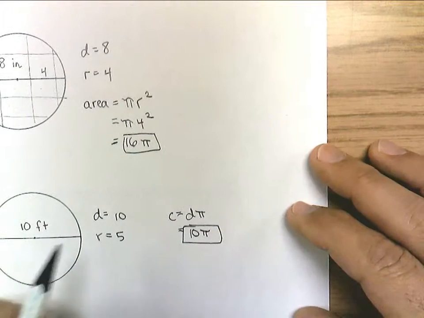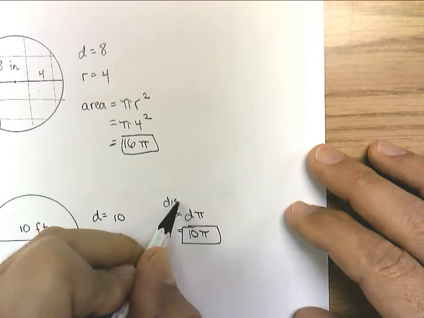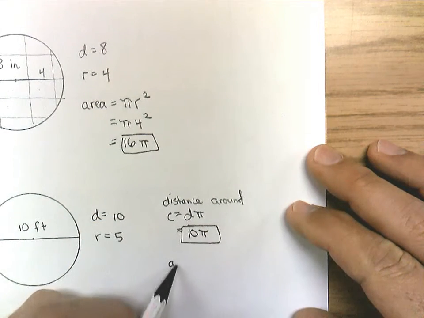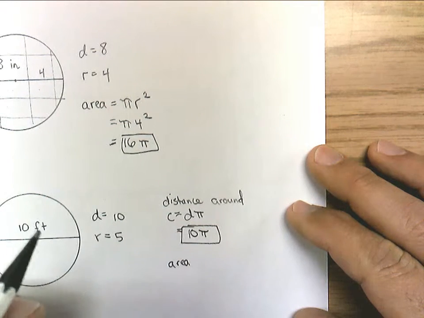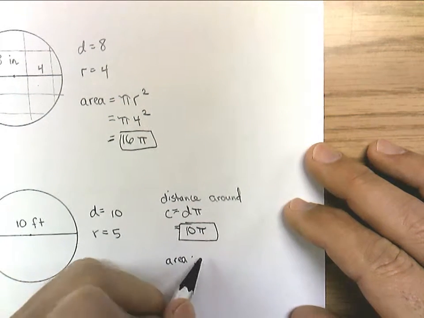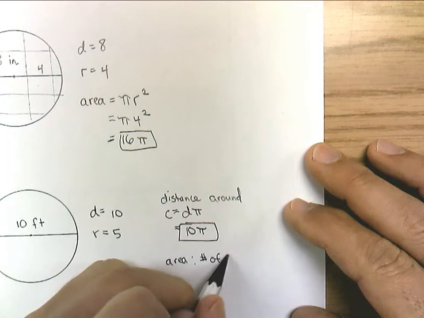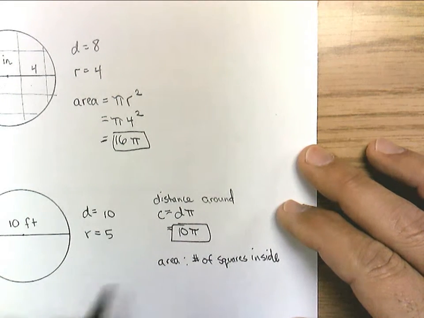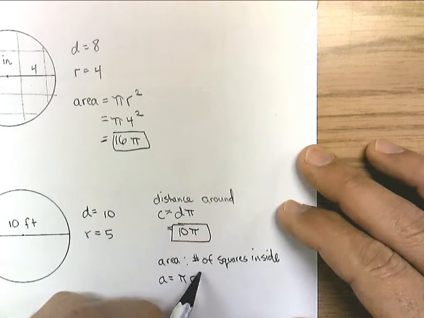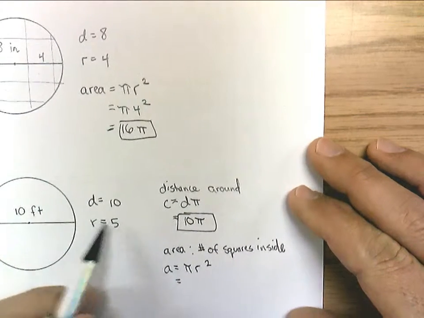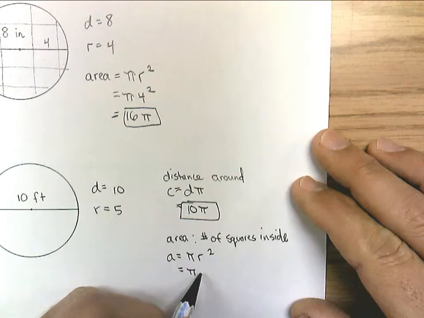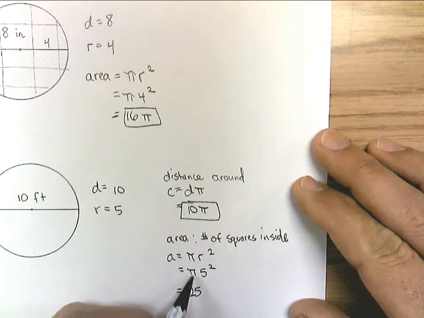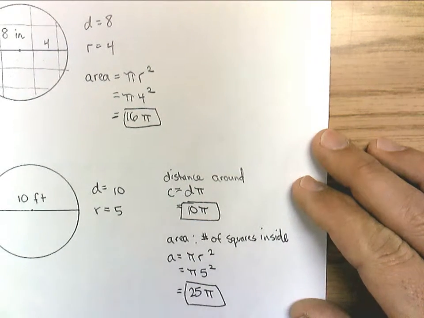Okay, great. That's the distance around the object. And the area. So the circumference is distance around. The area is, I'll put a colon here, number of squares inside. And that is pi times the radius squared. So the radius then is 5. And we take pi times 5 squared. Remember, 5 squared is 25. That means 5 times 5. And we'll put the pi at the end. And there we go. That's it.